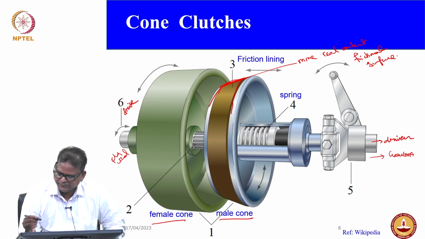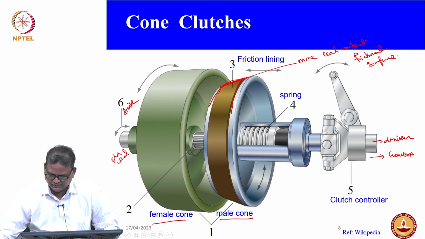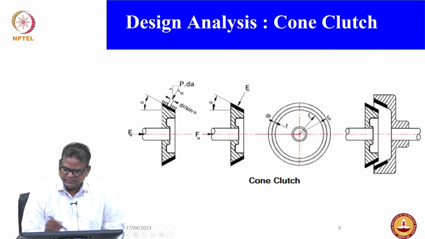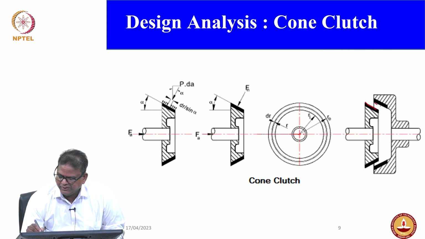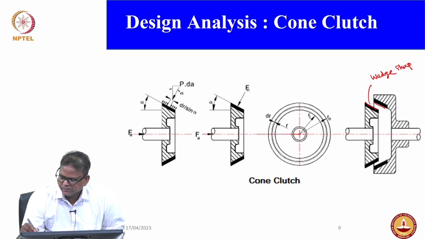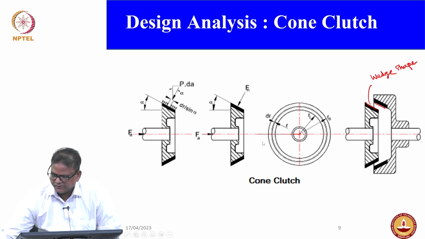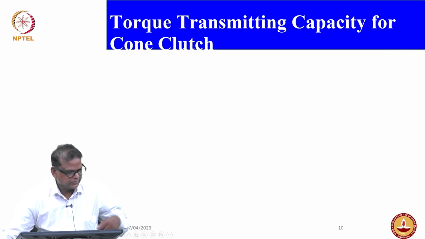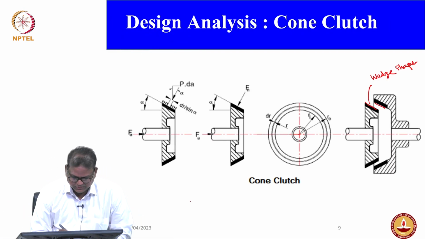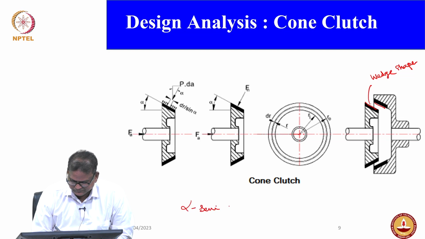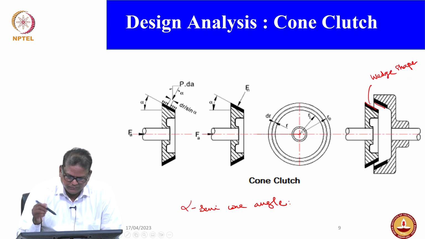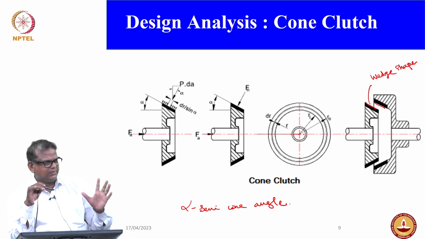If you look at it, probably you see the better aspect here. You can see this is in fact the arrangement that will happen between these two. So this is nothing but wedge shape. Okay, this is wedge shape. Alpha is nothing but your semi cone angle. So you have the same concept similar to single plate clutch.